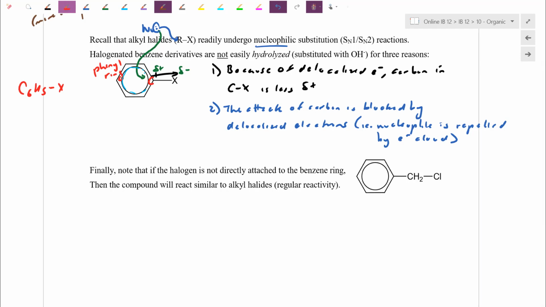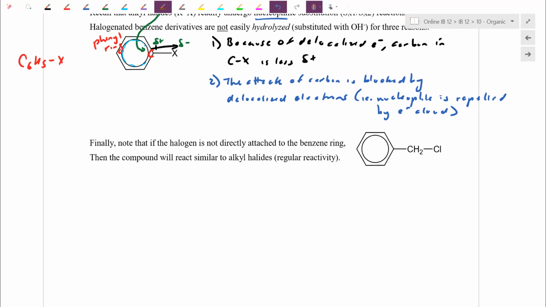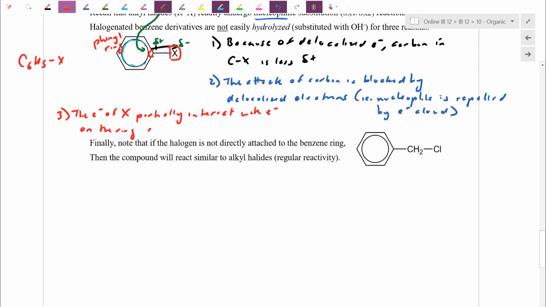And sort of coupled to that reason, let's write this down, so third reason: the electrons of the X, so of this group here, we already said it's going to be partial negative here. The electrons on X partially interact with the electrons on the ring, leading to a stronger C-X bond.